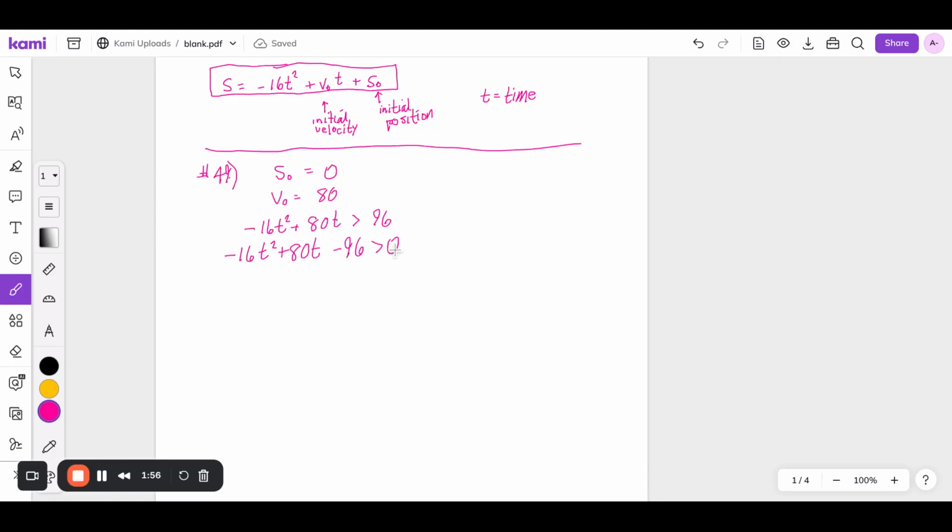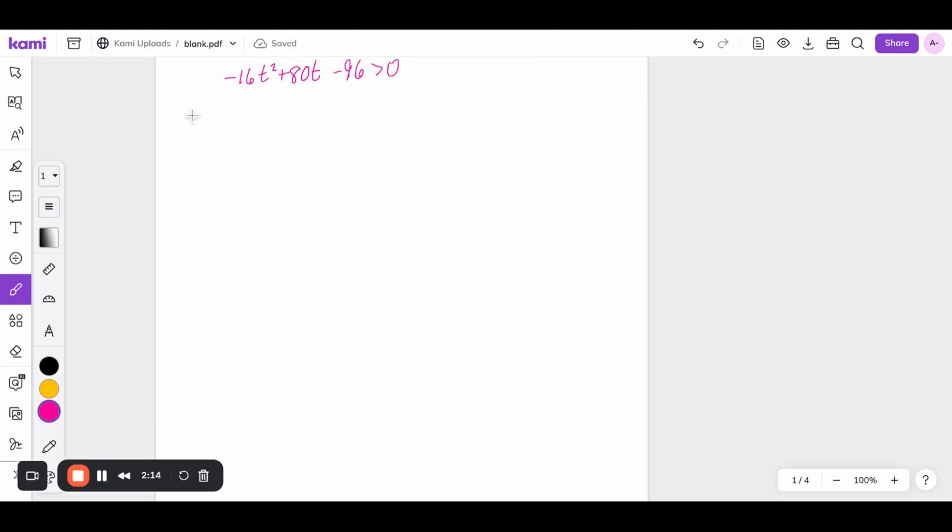So you take the 96 over, and now you're going to factor this. So give me a moment. All right, so we see that a GCF here, I'll move the page up a little bit. We are going to take a negative 16 out because 16 divides 80 and 96. So we're going to factor that out. We got t squared. 16 divides 80 5 times. It's going to be negative. And this is going to be plus, and that's going to be 6.